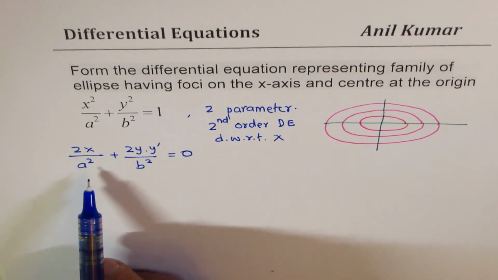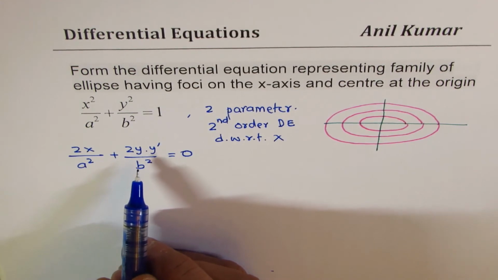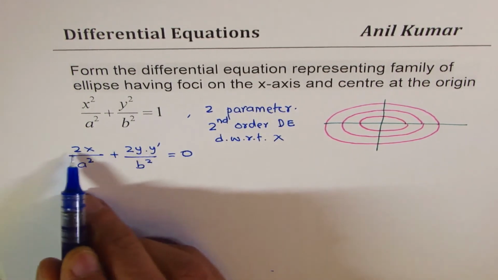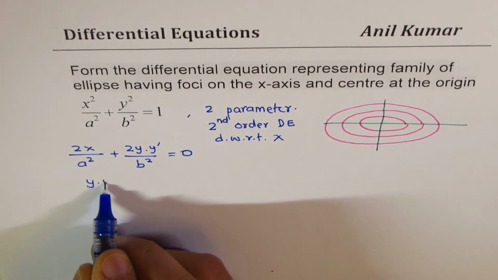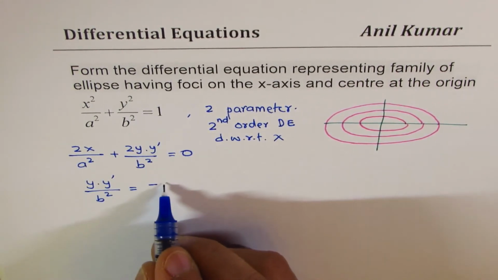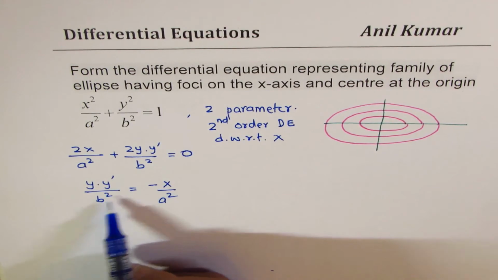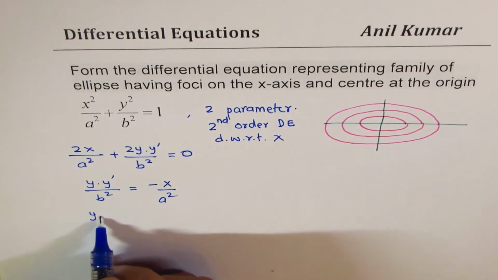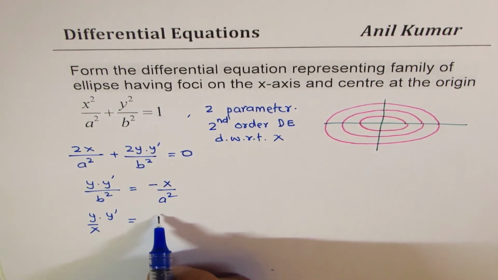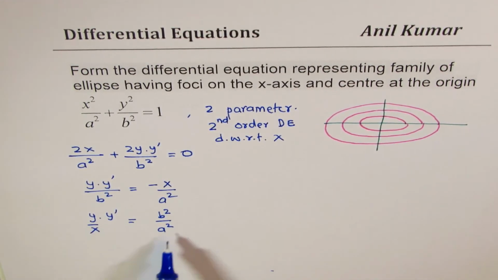So let's rearrange it. Let's see how to do it. We'll write down the derivative term on the right side. We can just cancel the 2's. So we can write this as y dash over b square equals, taking it to the right side, minus x over a square. And now we'll cross multiply. So if you cross multiply, you get y prime over x equal to b square over a square. Do you see that?